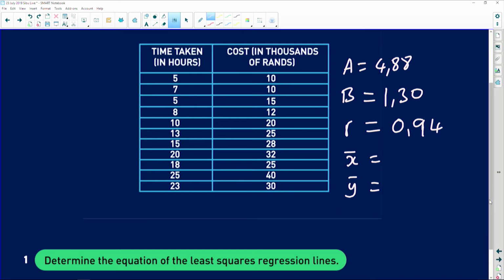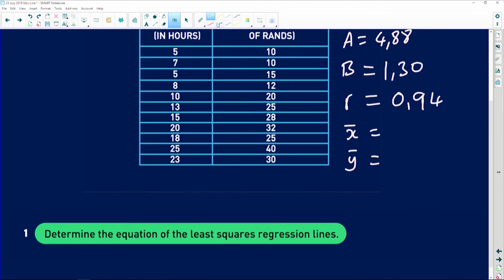So the solution to the first question, the equation of the least squares regression line, is quite easy. It has the format y equals a plus bx, right? Which means it's going to be y equals 4.88 plus 1.30x. Absolutely easy and not complicated at all.